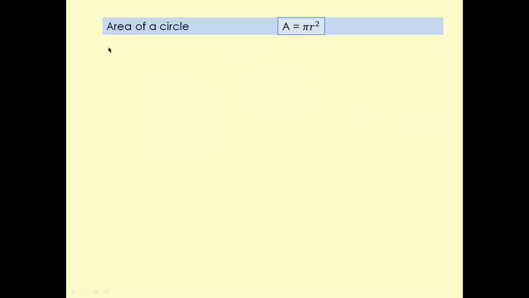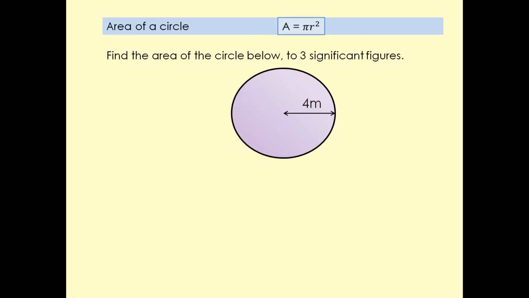Now we need to know the formula to calculate the area of a circle as A equals pi r squared, where r is the radius of the circle. Let's have a look at this question. Find the area of the circle below to three significant figures.